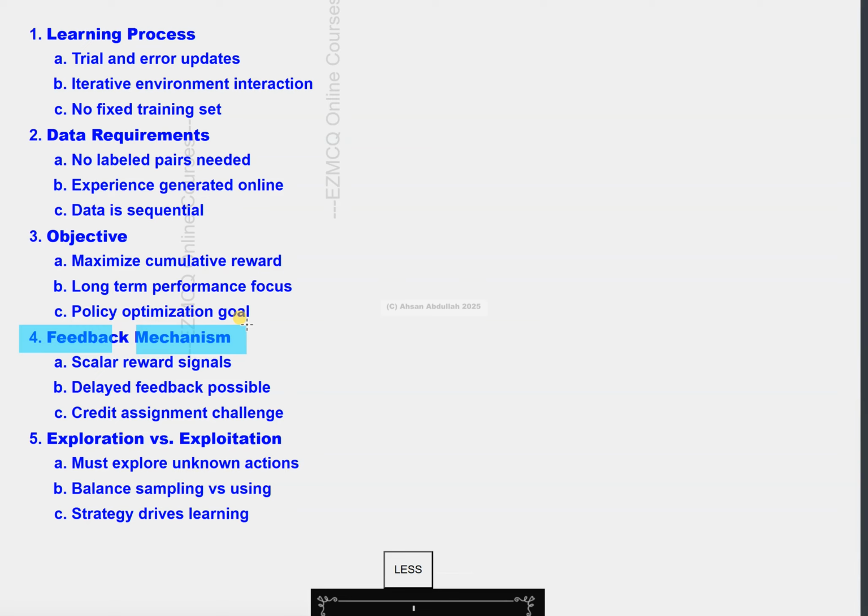Feedback mechanism. Supervised learning gets immediate feedback based on the errors. So there's dense supervision for every example. Now, reinforcement learning receives only scalar reward signals. They're not comprehensive. And they can be sparse and they can be delayed. And that creates a credit assignment problem. What is meant by credit assignment? The rewards are attributed to the actions that were taken earlier in a trajectory. So the concept is very different as compared to supervised learning.